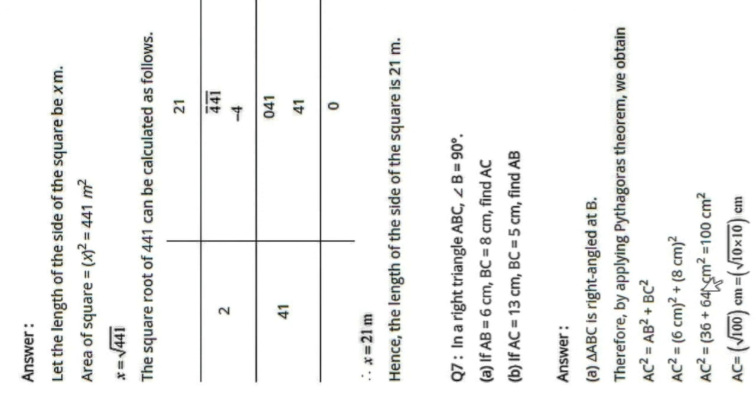So AC square equal to 36 plus 64, that is 100 centimeter square. So AC is equal to square root of 100 centimeter, equal to square root of 10 into 10 centimeter. So AC is equal to 10 centimeter.